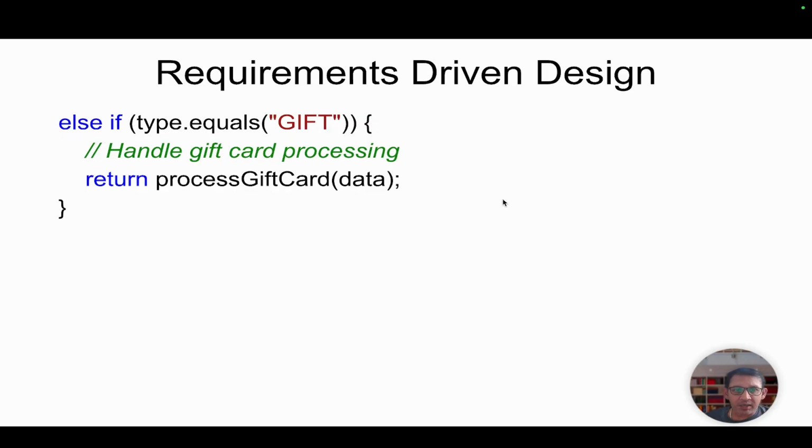When marketing wants gift cards 6 months later, you add another condition. If the type is gift, you handle gift card processing. The feature gets built exactly as requested, quickly and efficiently.